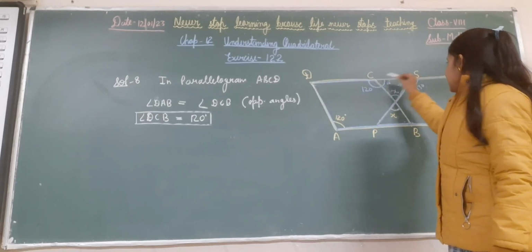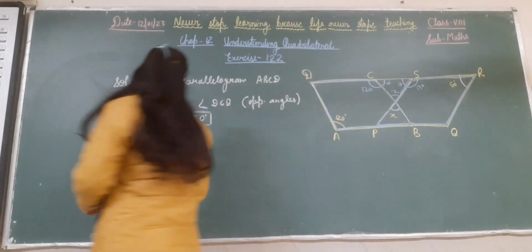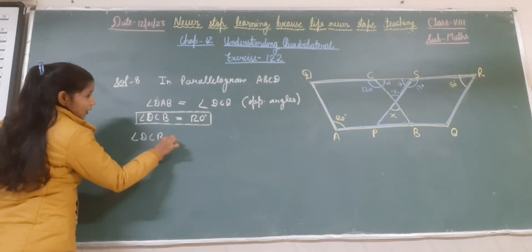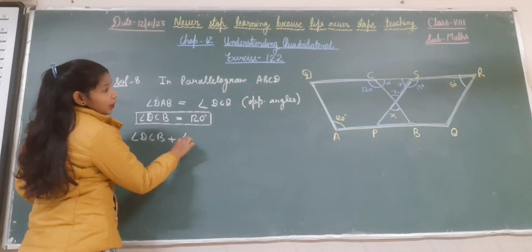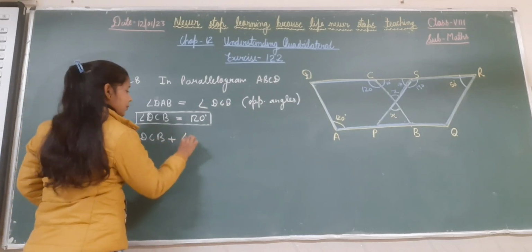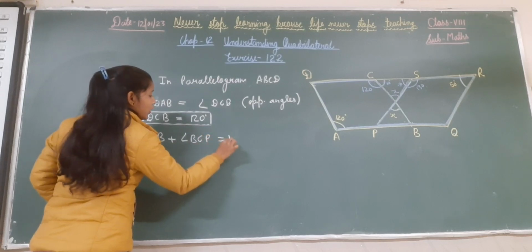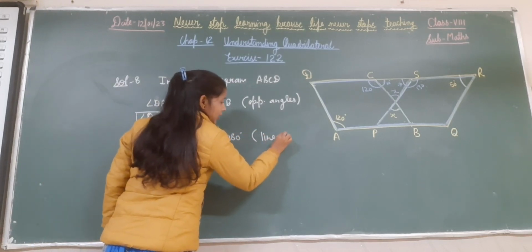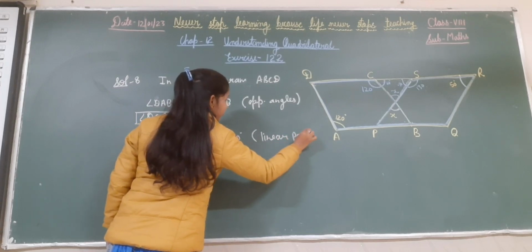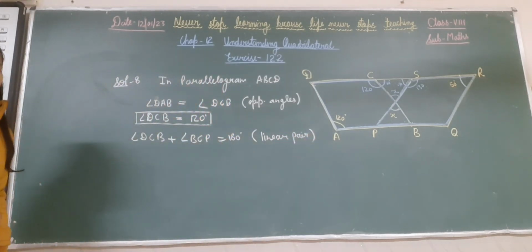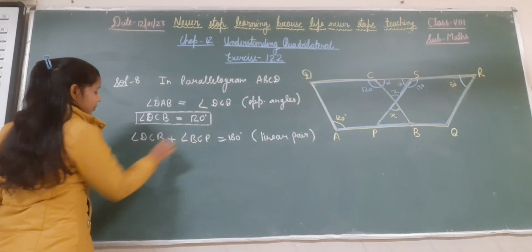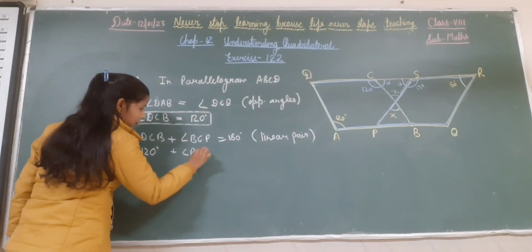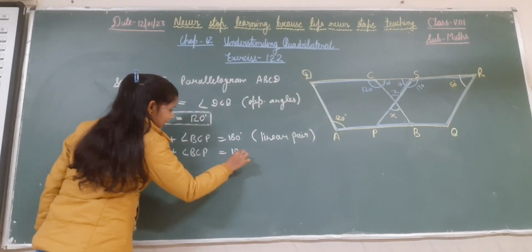DCB and BCS are making a linear pair. So write down angle DCB plus angle BCS is equal to 180 degree. Why? Linear pair. Right class? Linear pair. Now angle DCB is 120 degree plus angle BCP is equal to 180 degree.